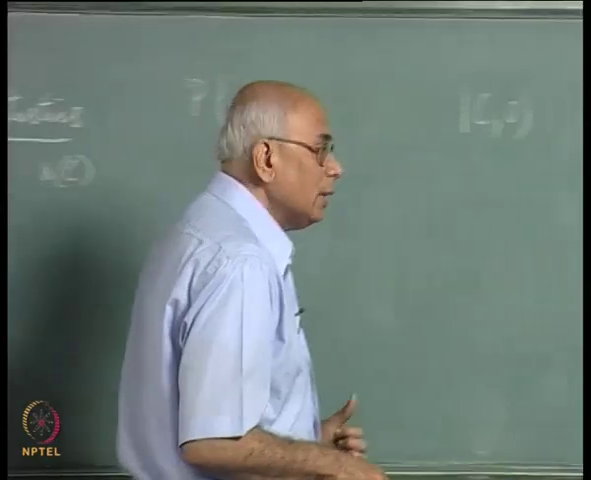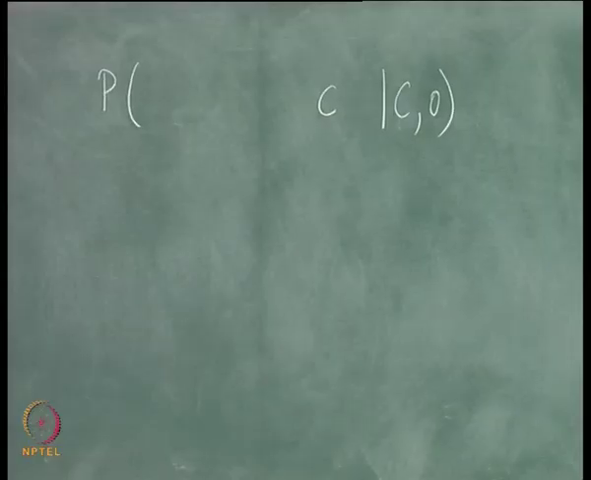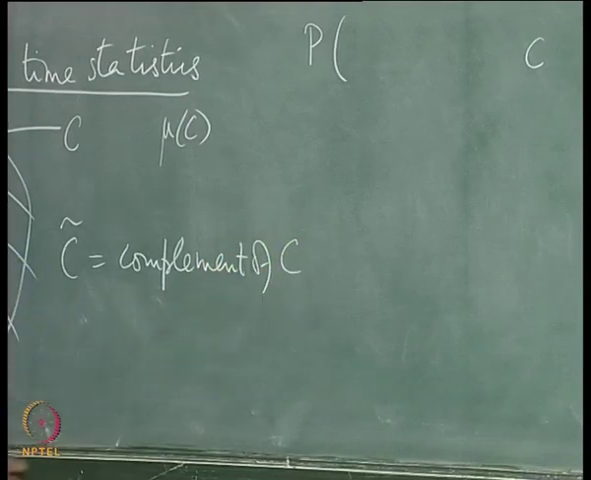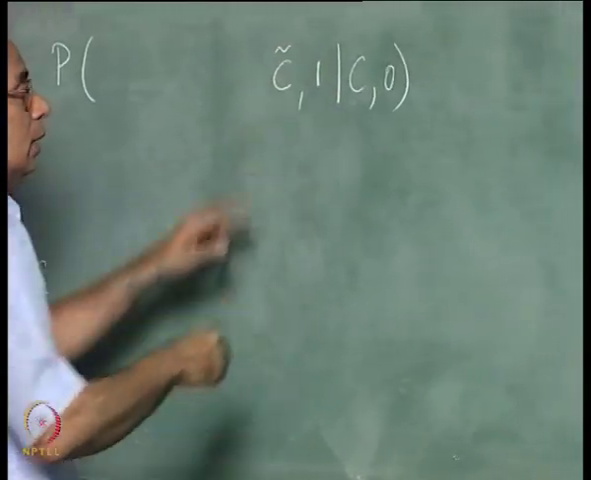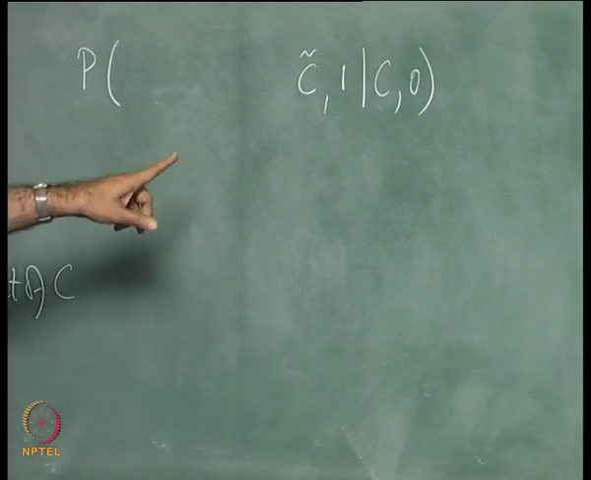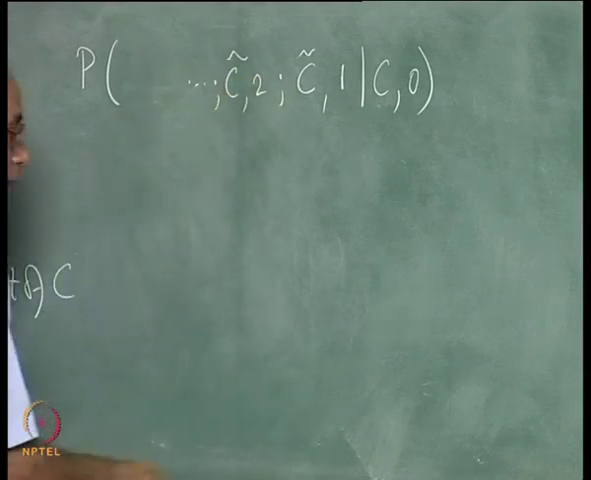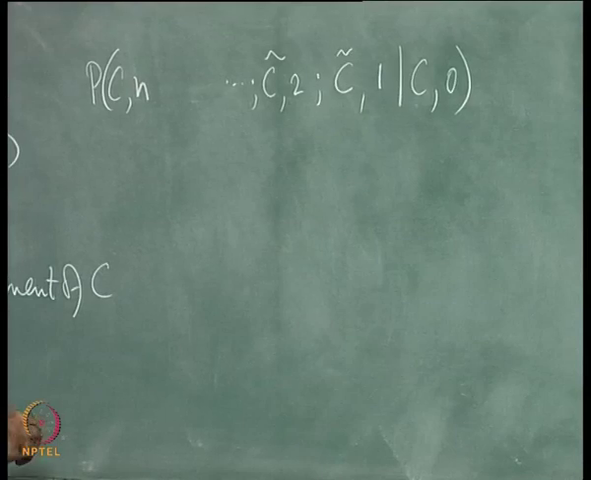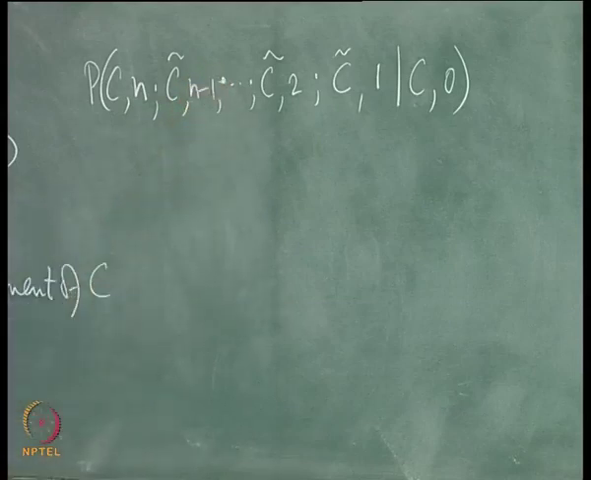So I want the joint probability that having started here, I am in the complement of this cell. Let me call the rest of it C tilde, that means the rest of this other than the shaded portion. So I am in C tilde at time 1, and let me call this time step tau, let me set it equal to 1 for the moment, C tilde at 2 and so on till I hit C at time n, C tilde at time n minus 1. So this conditional probability is what I would like to compute.